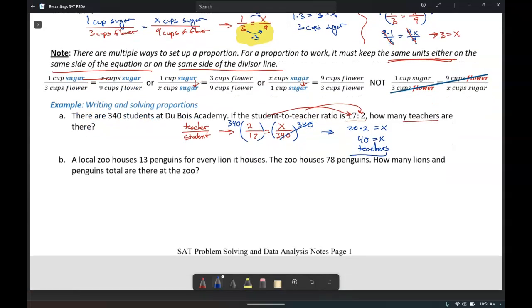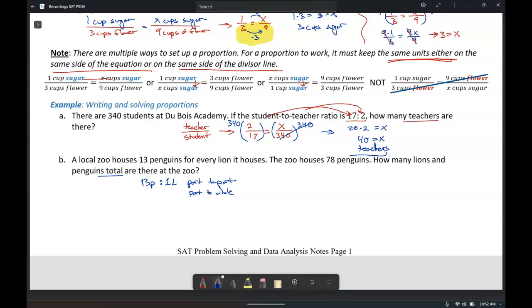Next one, we've got a local zoo that houses 13 penguins for every lion that it houses. The zoo houses 78 penguins. How many lions and penguins are there in total? Okay, so they give us one ratio, but now they're asking for a different relationship. So let's start with the 13 penguins to every one lion. Well, this is a part-to-part relationship, but they're asking for a total number of penguins. And so we actually need the part to total, okay? So we need the part to whole relationship between penguins and lions.